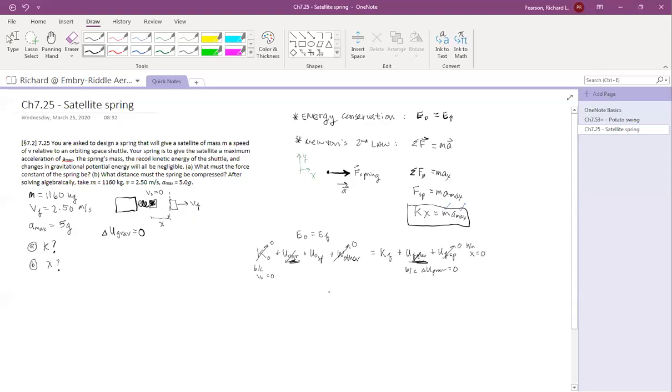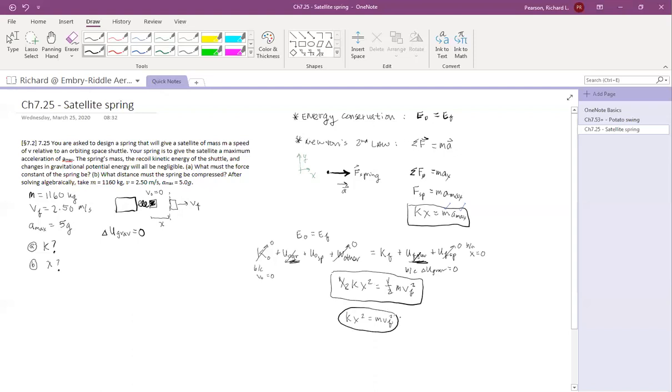So then we are just left with the idea that all of the potential energy from the spring gets put into the motion, the kinetic energy, of the satellite. And so now we have yet another form that relates our k and our x to some values that we know. If we simplify this just a little bit, we can cancel the half, and we're left with k x squared equals m v final squared.